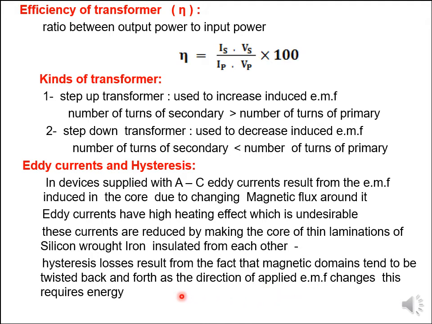This requires energy. So here there is loss of energy due to hysteresis. Losses result from the fact that magnetic dominance, which are the atoms inside the core, tend to be twisted back and forth as the direction of applied EMF changes, because we are using alternating current. This requires energy, which decreases the efficiency of the transformer.